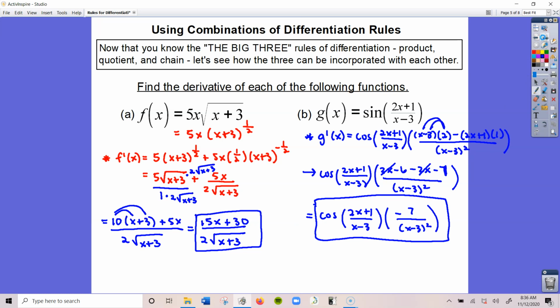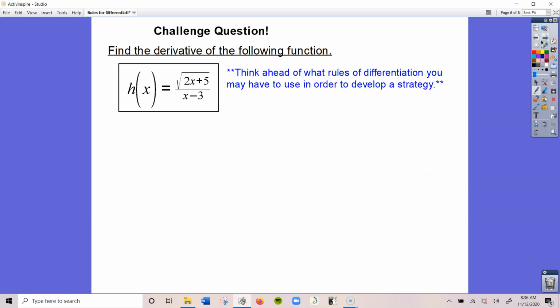Let's look at a more challenging question. We're going to find the derivative of this function. H of x is equal to the square root of 2x plus 5 over x minus 3. Now when I look at this initially, I know I'm going to have to use the quotient rule because this is a quotient. But then additionally, in the numerator, we have a square root, which is already a chain rule function. So I'm just going to go ahead and rewrite h of x as 2x plus 5 raised to the 1/2 over x minus 3.